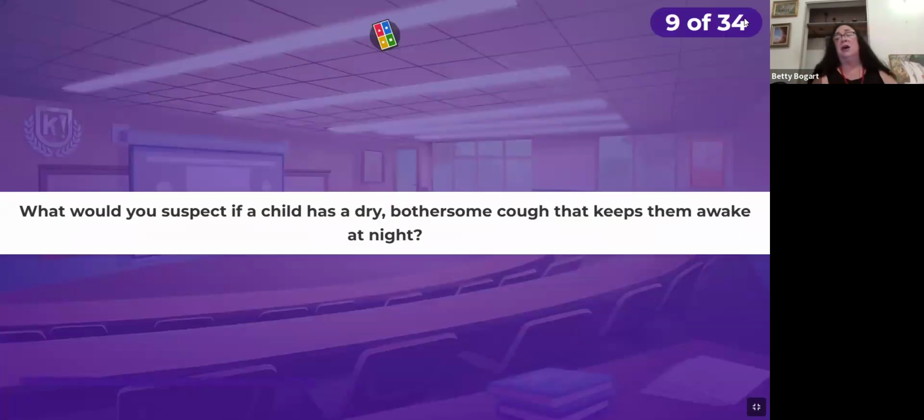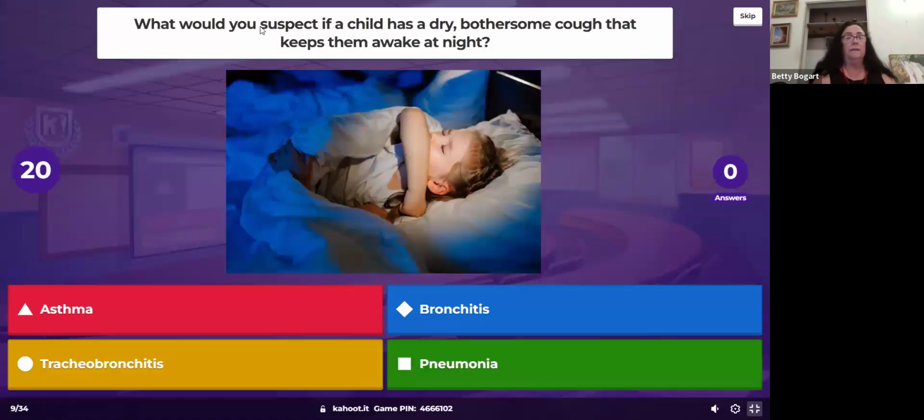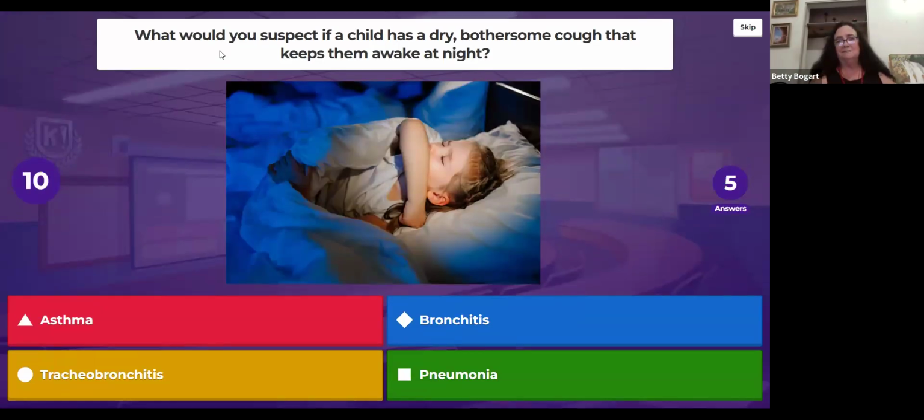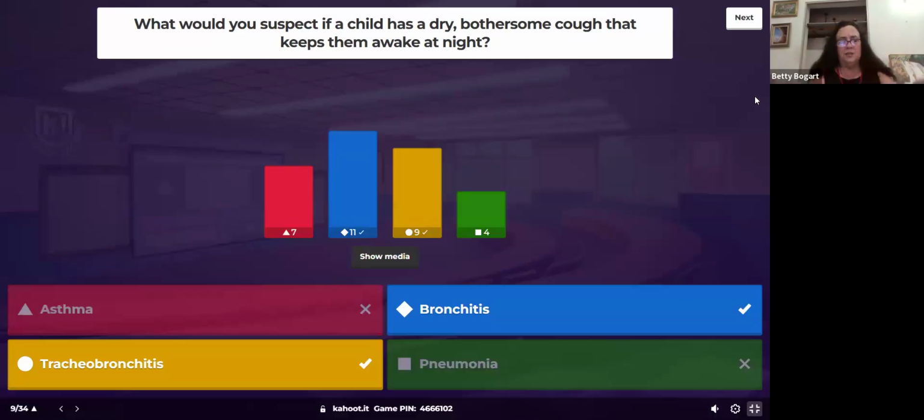What would you suspect if a child has a dry, bothersome cough that keeps them awake at night? So the two names, tracheobronchitis, bronchitis, is the same thing. No, bronchial, tracheobronchitis, know the different ones here, okay?